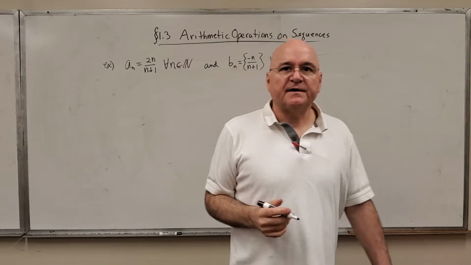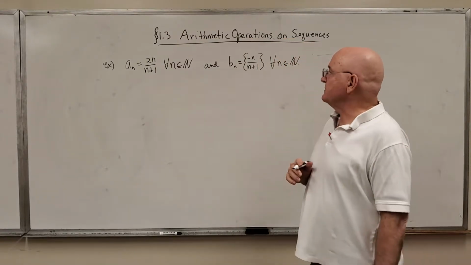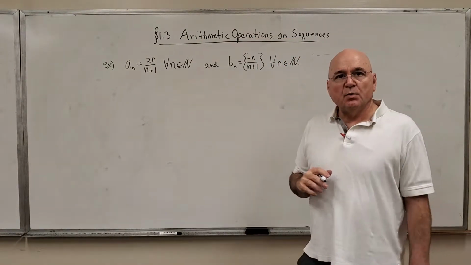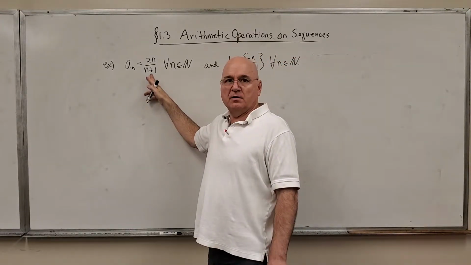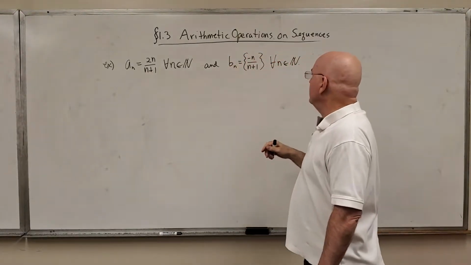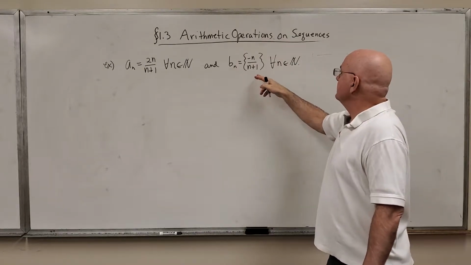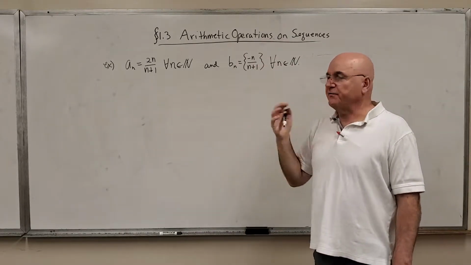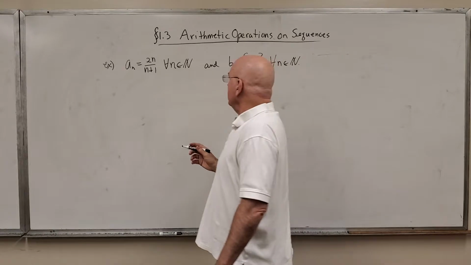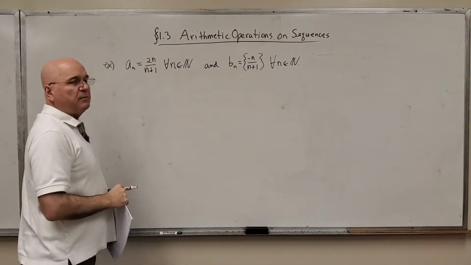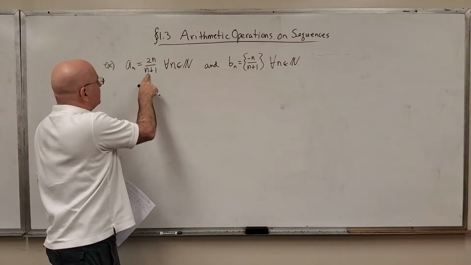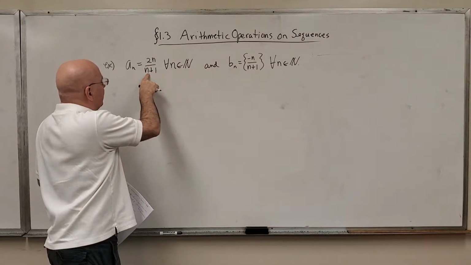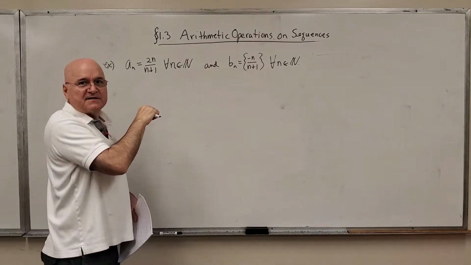Well, let's do a quick example where we take a couple of sequences, an and bn, where an is defined to be 2n over n plus 1 for all n in natural numbers, and little bn is negative n over n plus 1 for all n in the natural numbers. Well, you probably remember this from calculus. As n goes to infinity, we have n in the denominator. That's going to blow up.